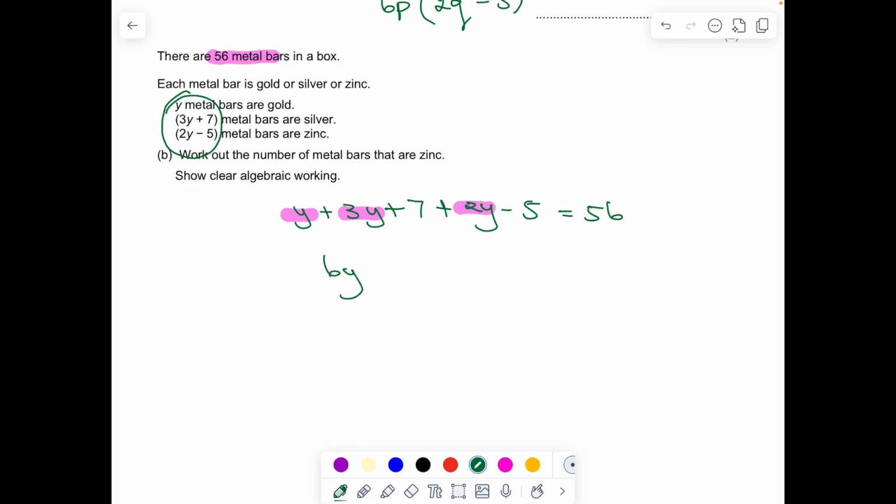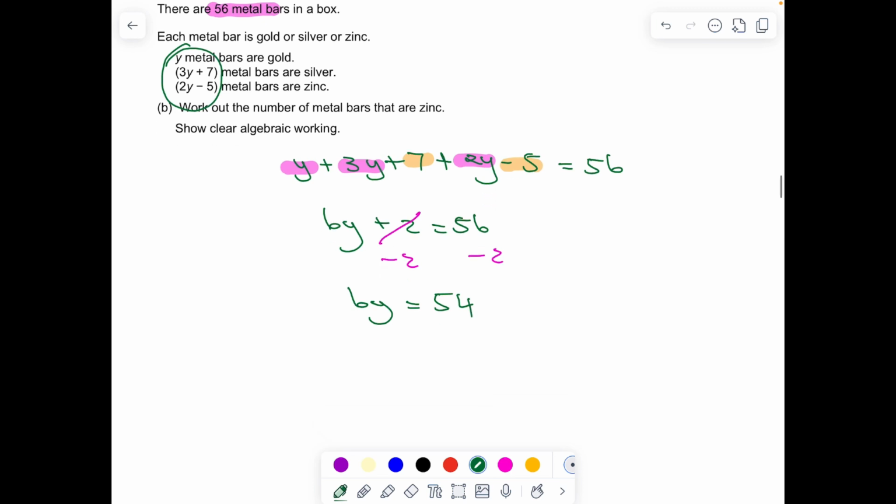So I write 6y. And then I've got 7 take away 5, which gives me 2. So that equals 56. Then, as usual, I take away 2 from both sides. And that gives me 6y equals 54. And then I divide both sides by 6 to give me y equals 9. Now I know that y equals 9.